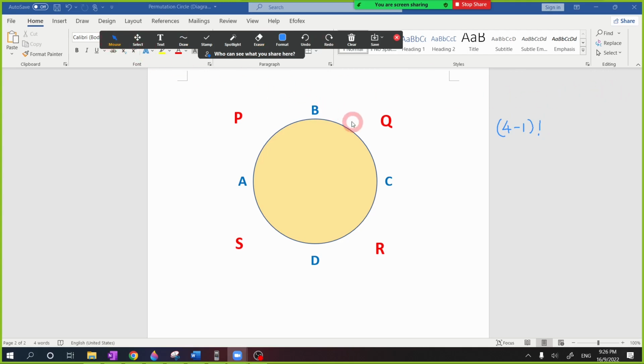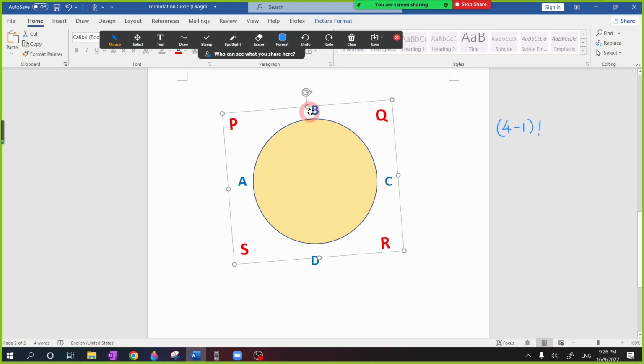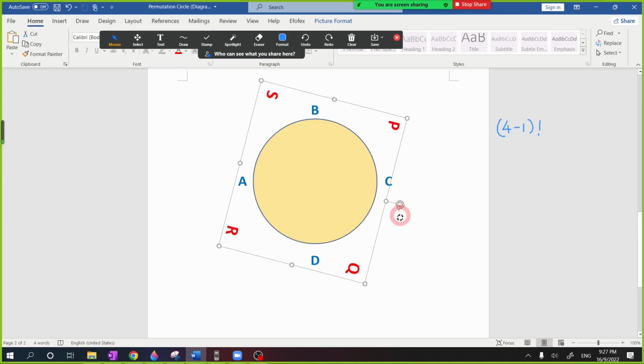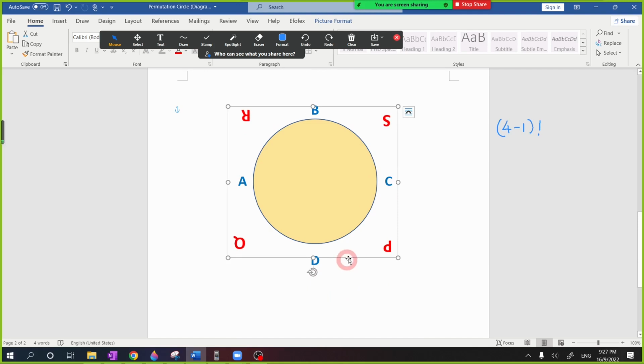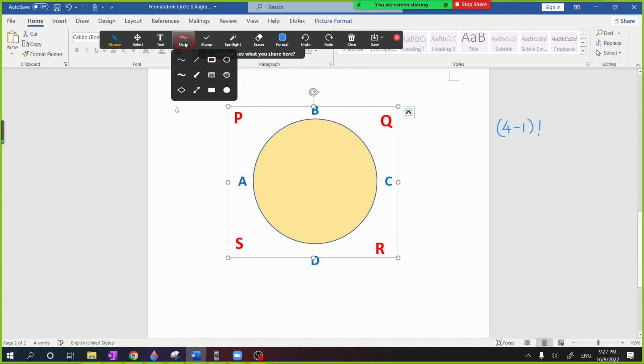Now, try to look at this diagram. If I turn it like that, is it the same arrangement? This time it's different. If P sits over here, P is between A and B. So if P changes over here, now this is considered another arrangement. P is between B and C. If we change over here, P is between C and D. Every time it's a new arrangement, a different arrangement.